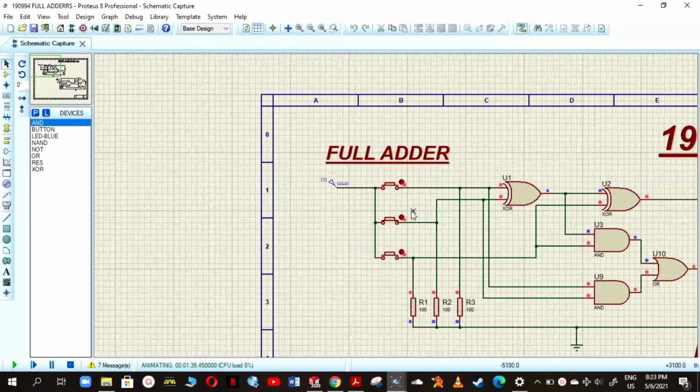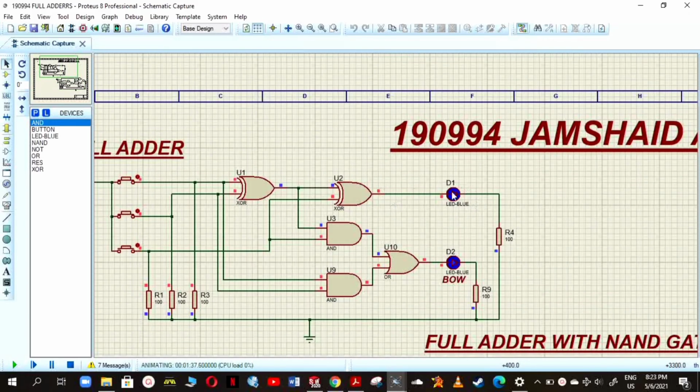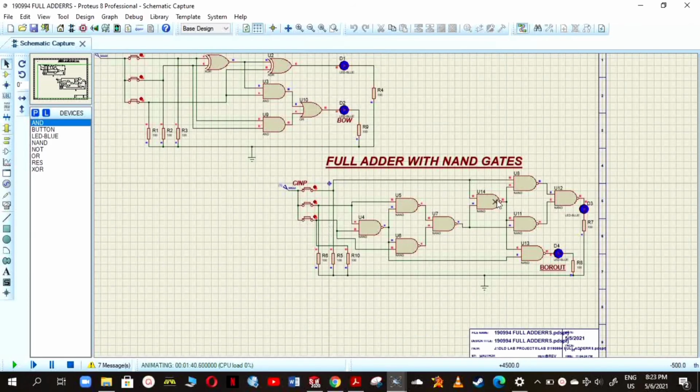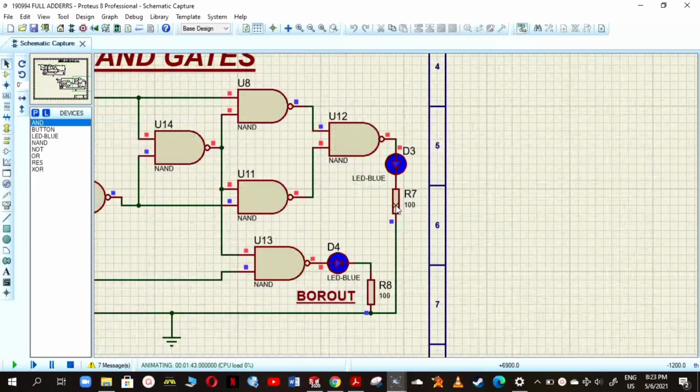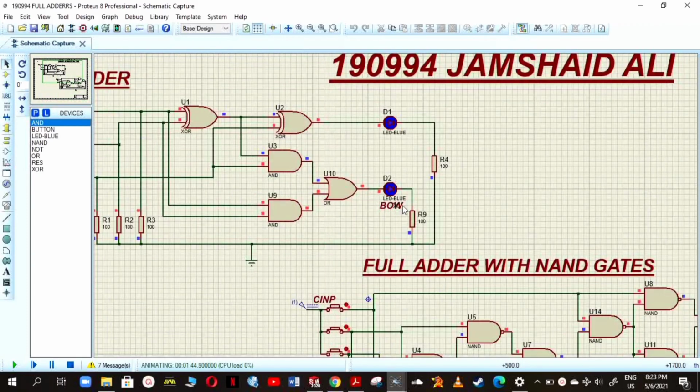So if I am applying 1 on all the inputs, then I will get summation 1 and carry out 1. And if I am applying 1 on this circuit, then it shows the same output, that summation is 1 and carry output is 1, as given in our truth table.